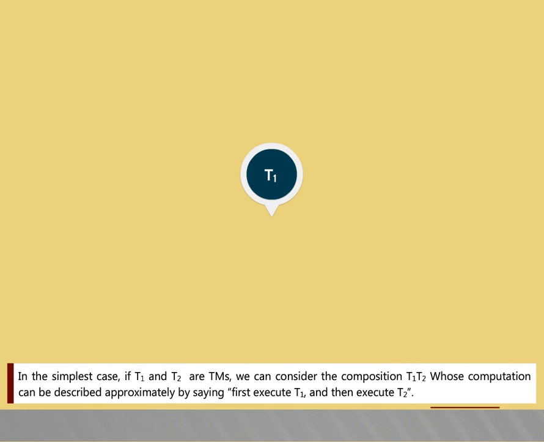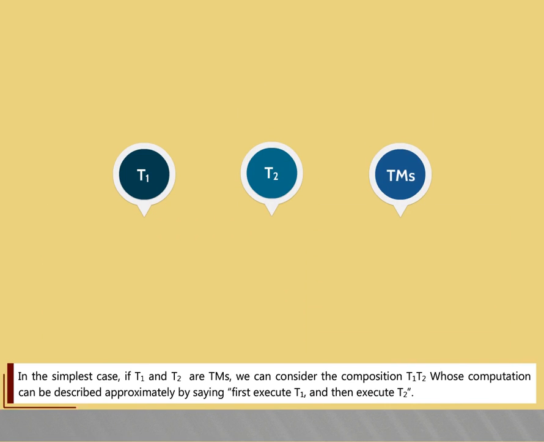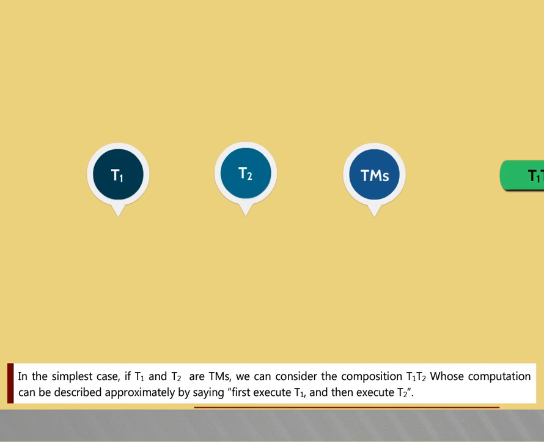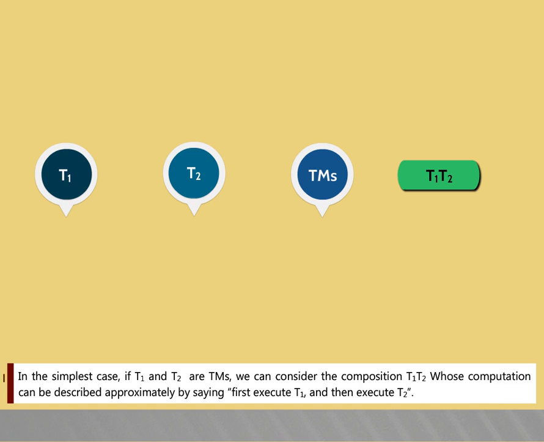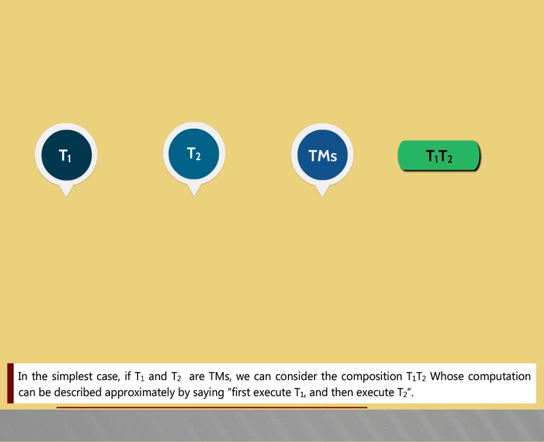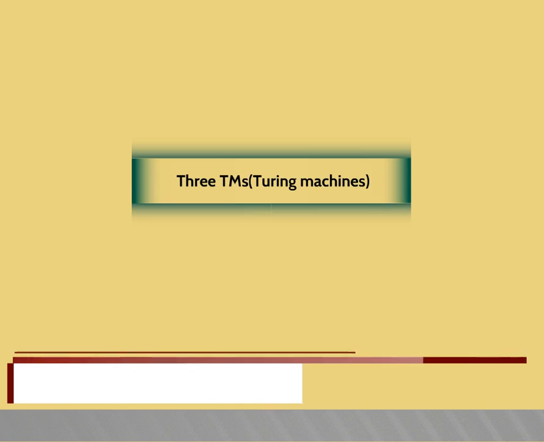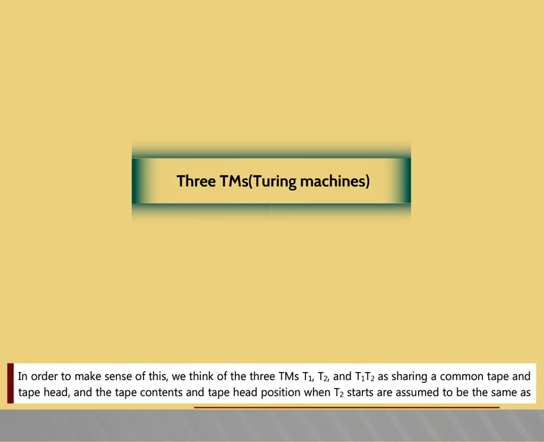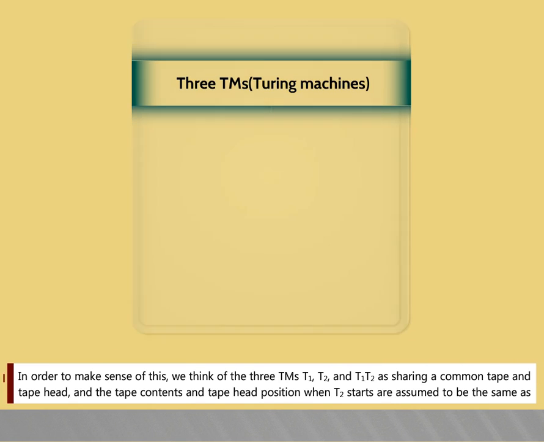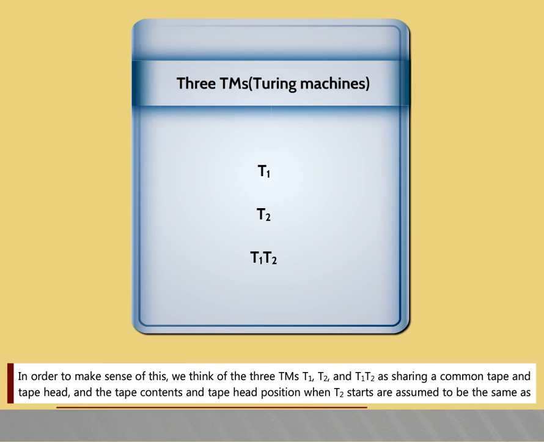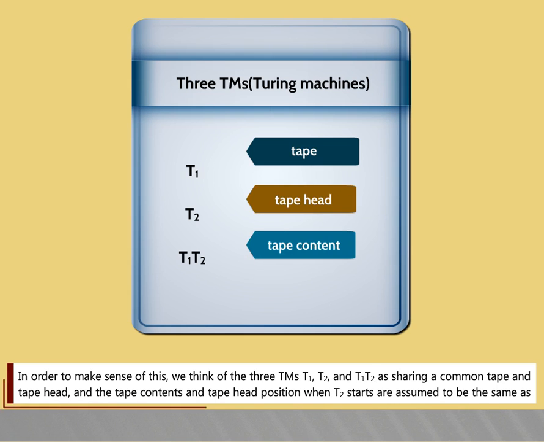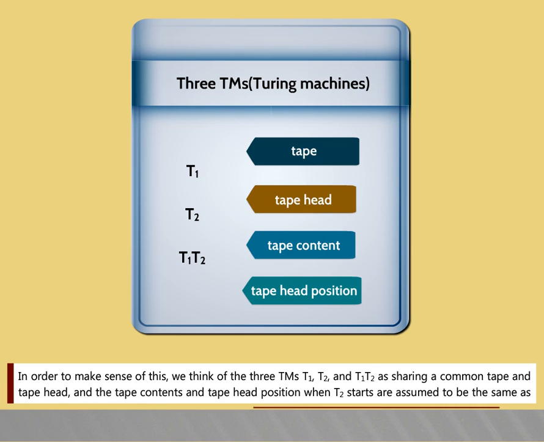In the simplest case, if T1 and T2 are TMs, we can consider the composition T1T2, whose computation can be described approximately by saying first execute T1 and then execute T2. In order to make sense of this, we think of the three TMs T1, T2 and T1T2 as sharing a common tape and tape head, and the tape contents and tape head position when T2 starts are assumed to be the same as when T1 stops.